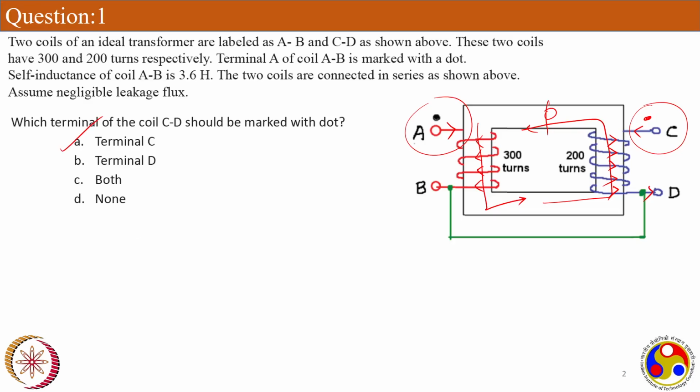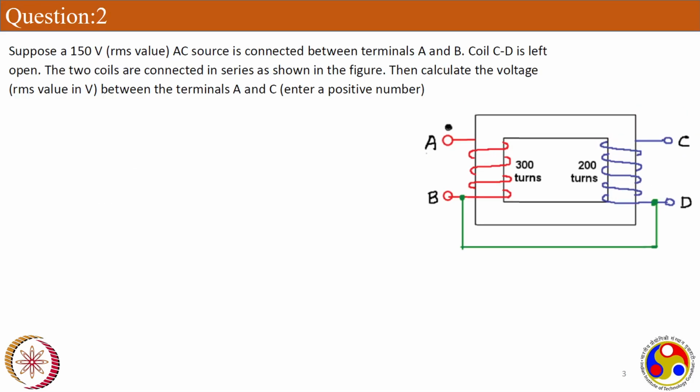If there is no series connection, the flux directions would be different. We can't comment on this flux direction. It's just the series connection that makes us know the flux direction in the coil CD, anti-clockwise. So now suppose the 150 volts RMS AC source I am connecting between A and B.